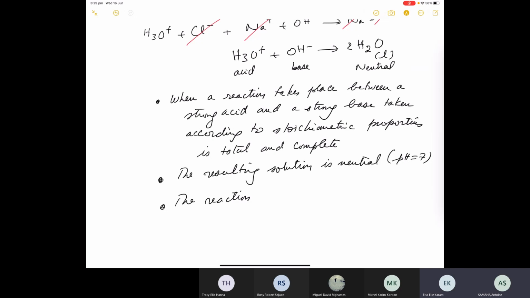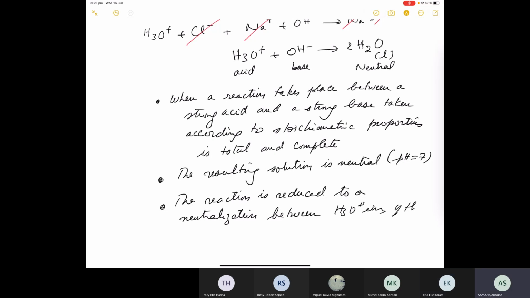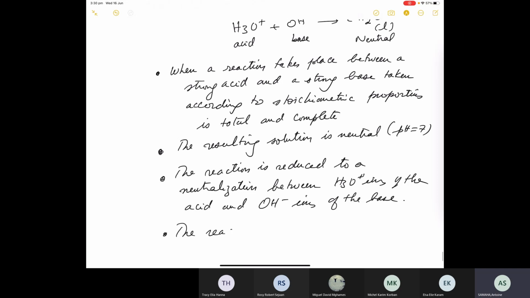The reaction is reduced to a neutralization between H3O plus ions of the acid and OH minus ions of the base. This is the first characteristic where we did not need a limiting reactant, because the reaction is total. Yes, I know this is why it's complete. Last, the reaction is exothermic.